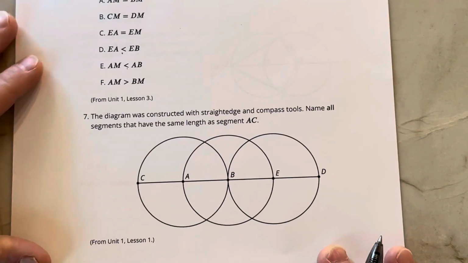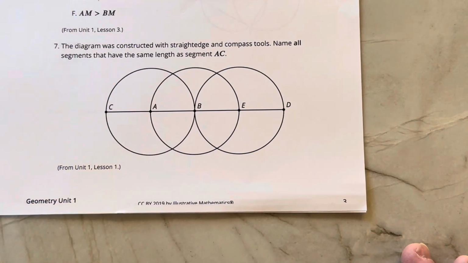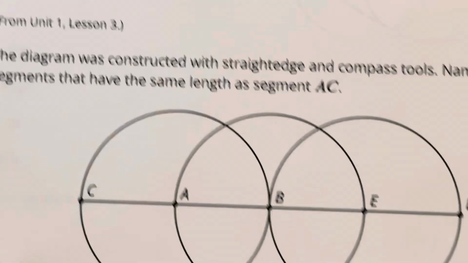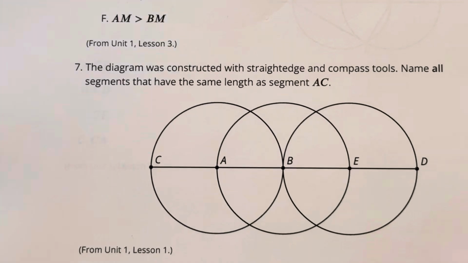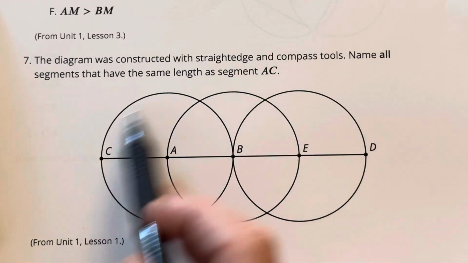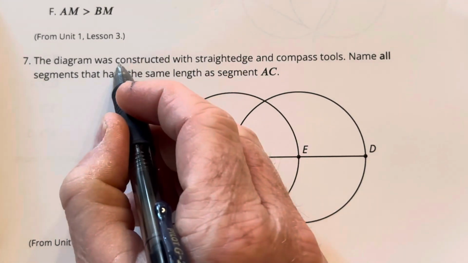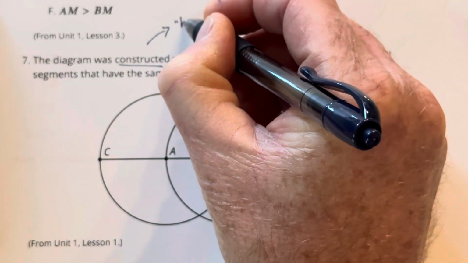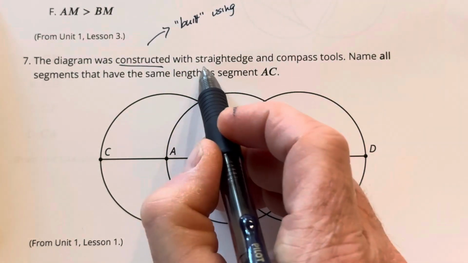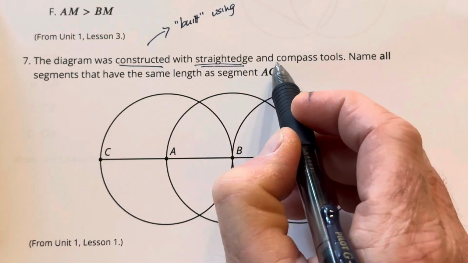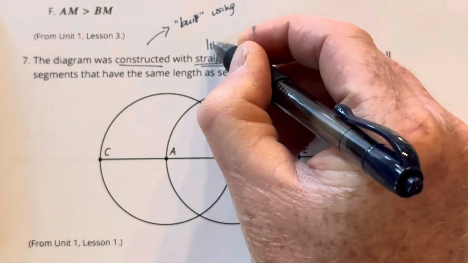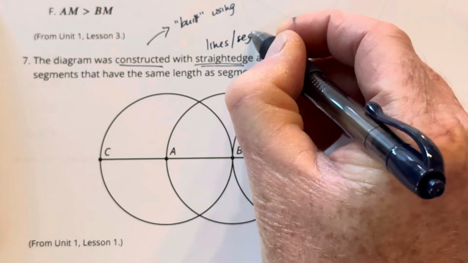Okay, let's go to 7. Let me zoom back in. Got more room. See if we can fit this whole thing in there. They're really cool problems. Okay, 7. The diagram, this one, was constructed. It's like the same thing as built, using straight edge and compass tools. Compass creates circles. Straight edge, lines and segments.